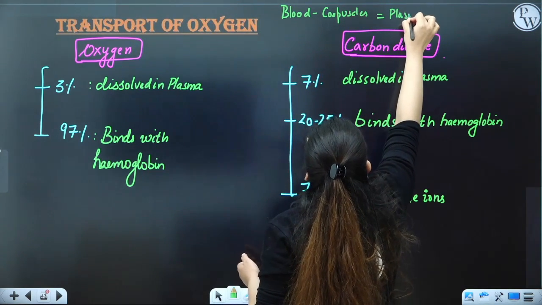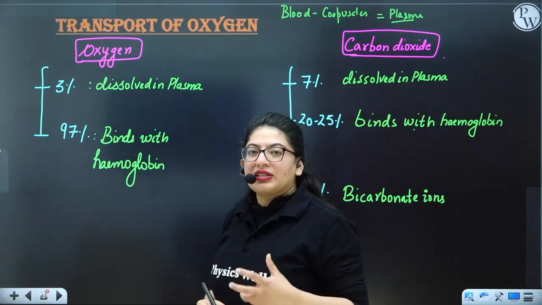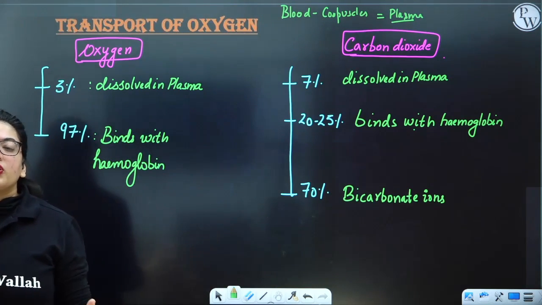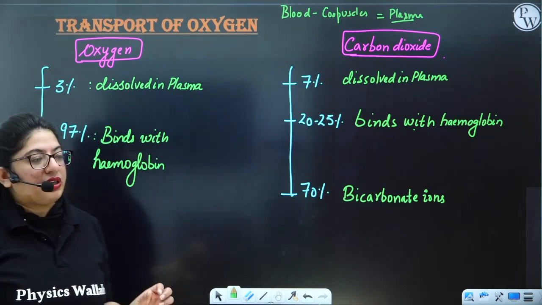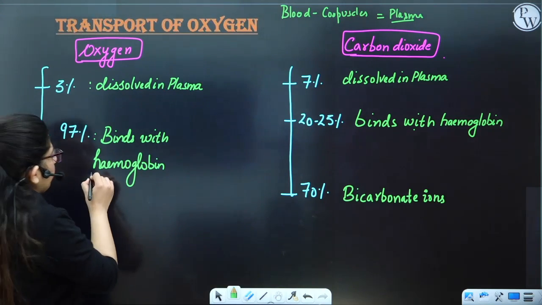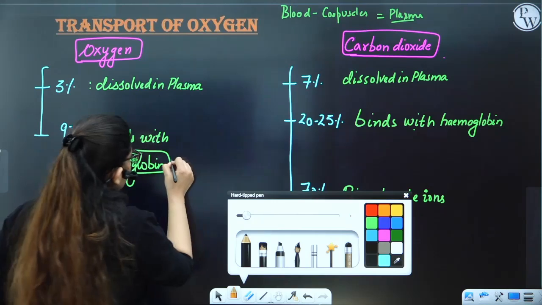That is your plasma. So since plasma has a water base, oxygen gets dissolved in that, and how much of the oxygen moves in that form? Only 3%. And 97% binds with hemoglobin. What is this hemoglobin? It's a respiratory pigment in RBC.